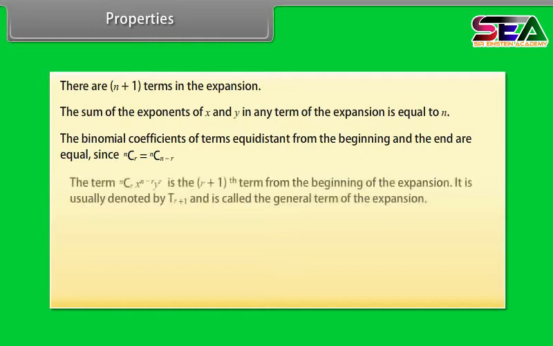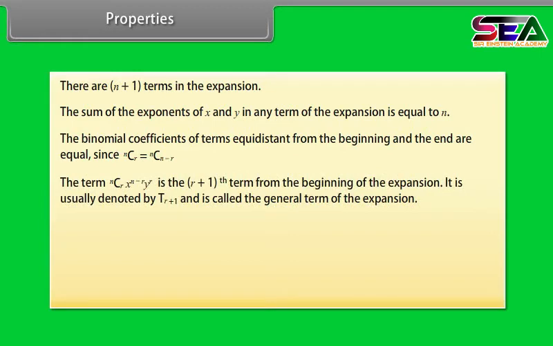The term nCr x^(n - r) y^r is the (r + 1)th term from the beginning of the expansion. It is usually denoted by t(r + 1) and is called the general term of the expansion.